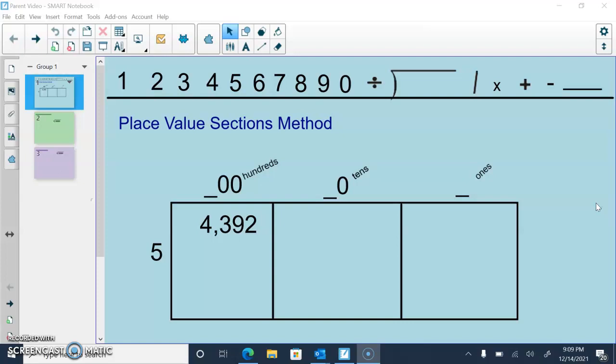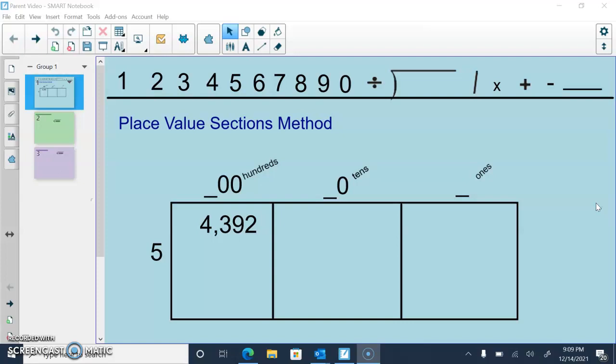You can see that there are 3 sections for this one. Sometimes there might be 4 sections. So you have a hundreds place, a tens place, and a ones place written above the rectangle. The number we're dividing is 4,392. We're going to divide that by 5. So we don't need a thousands place, because 5 times even 1,000 is 5,000. It's too big. So the kids know we have to start in the hundreds.